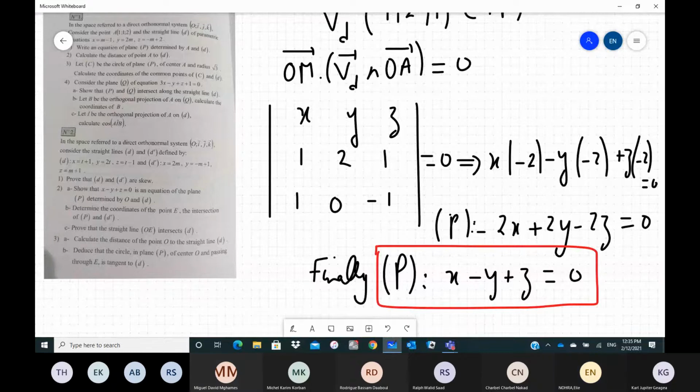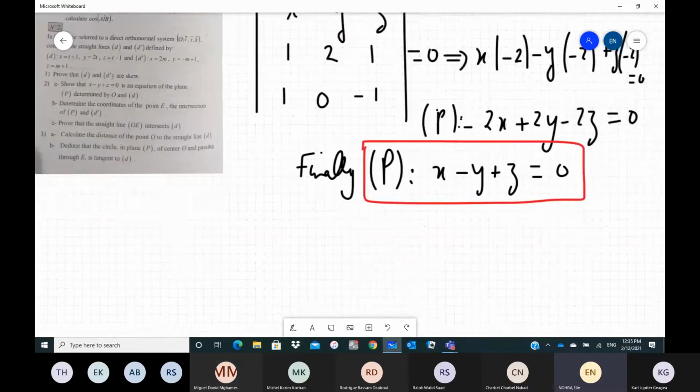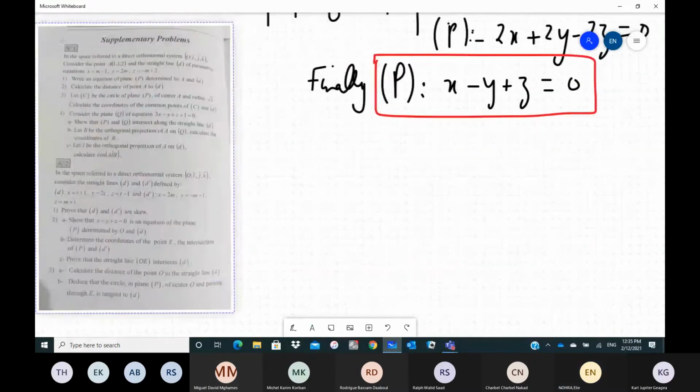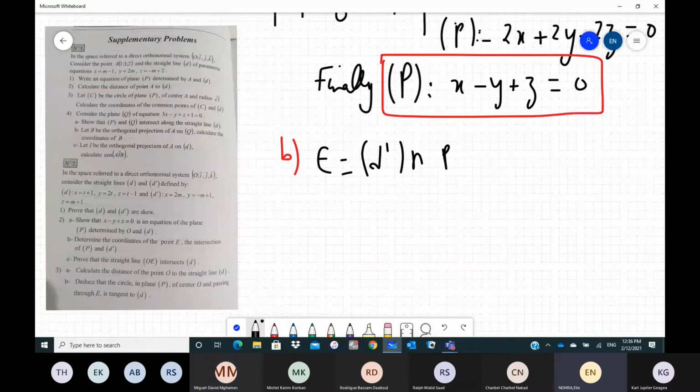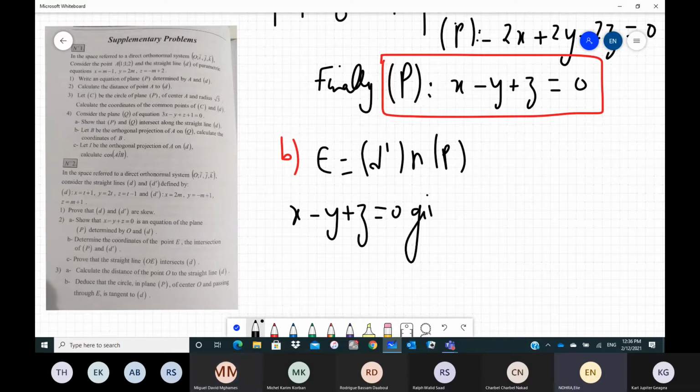Okay. Very good. Part B, another question we are very used to: D prime intersection P. We replace D prime inside P.